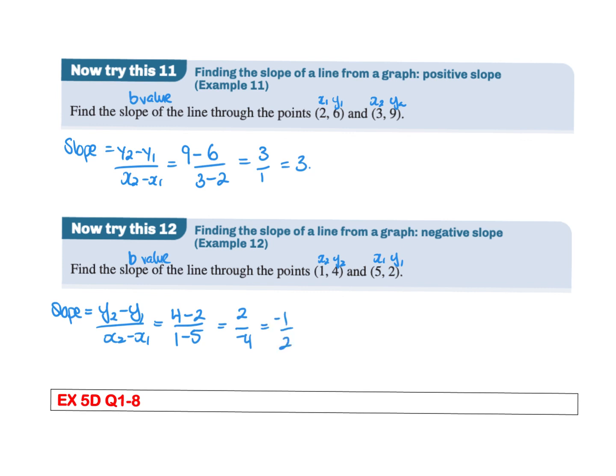Now, just to prove it, if I called it the other way round, and I'm going to do it the other way round to show you, we'll still get the same answer. So in this instance, we'd have 2 minus 4 over 5 minus 1. So you end up with negative 2 over 4, which is still negative 1/2. Okay? So that's just showing you, it doesn't matter which one you call point 1 or which one you call point 2. You just need 2 points.